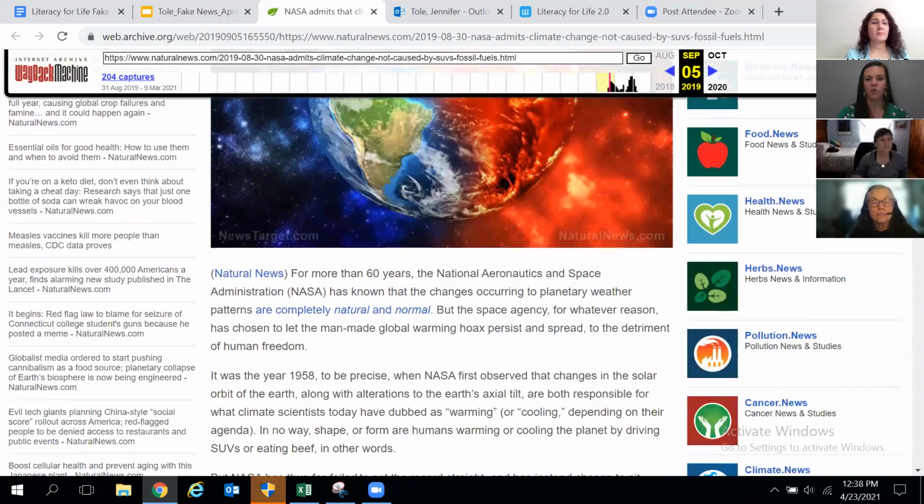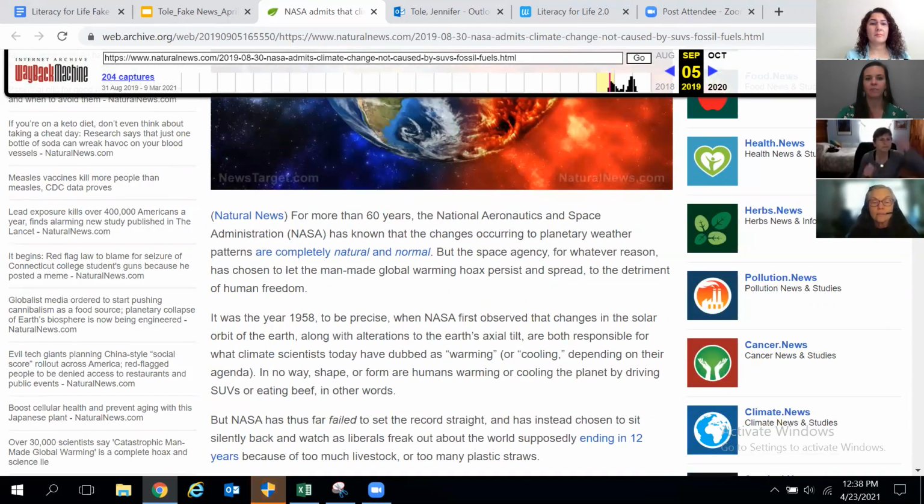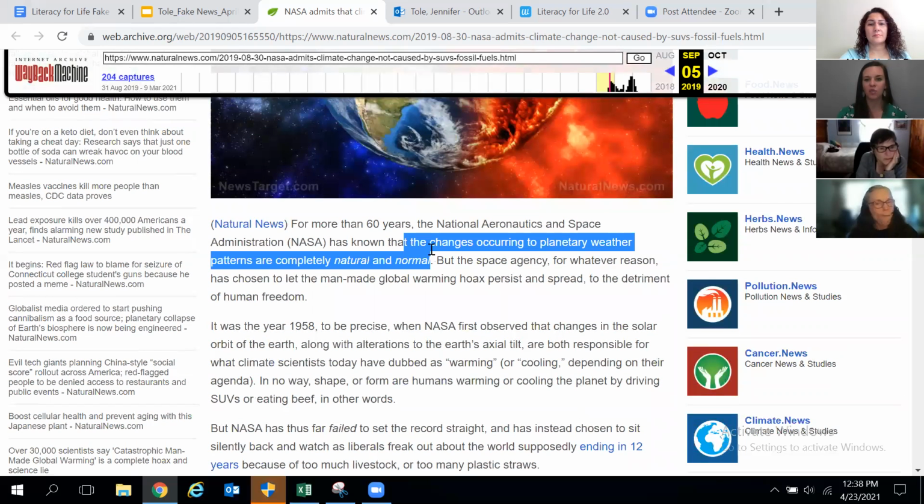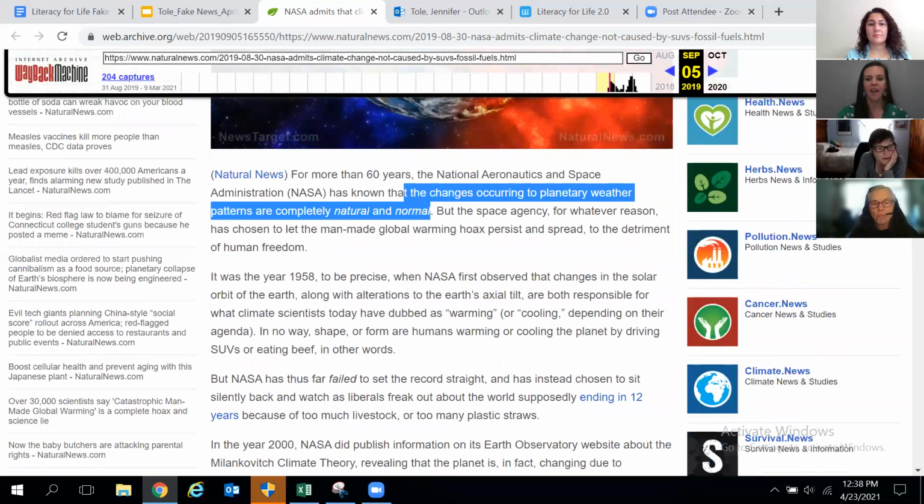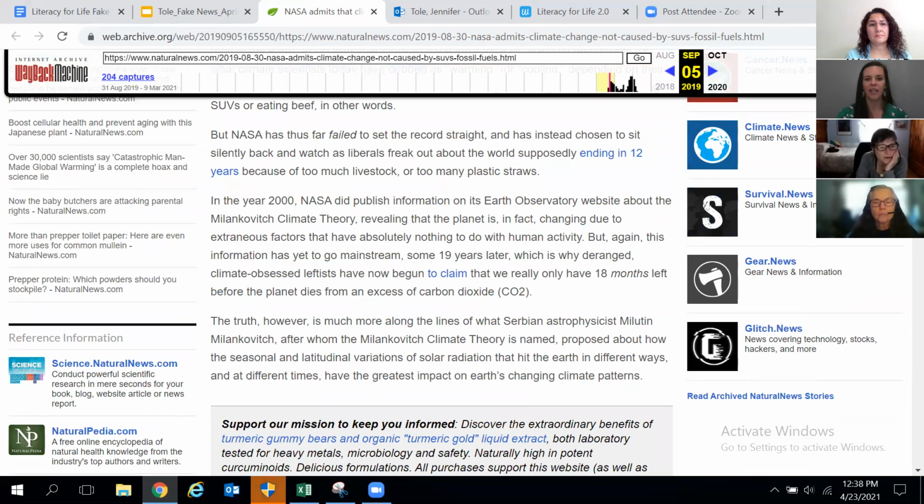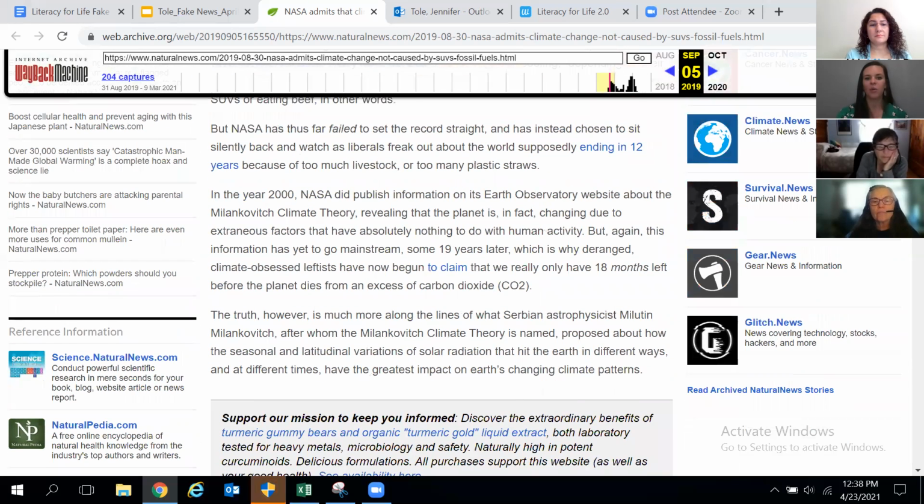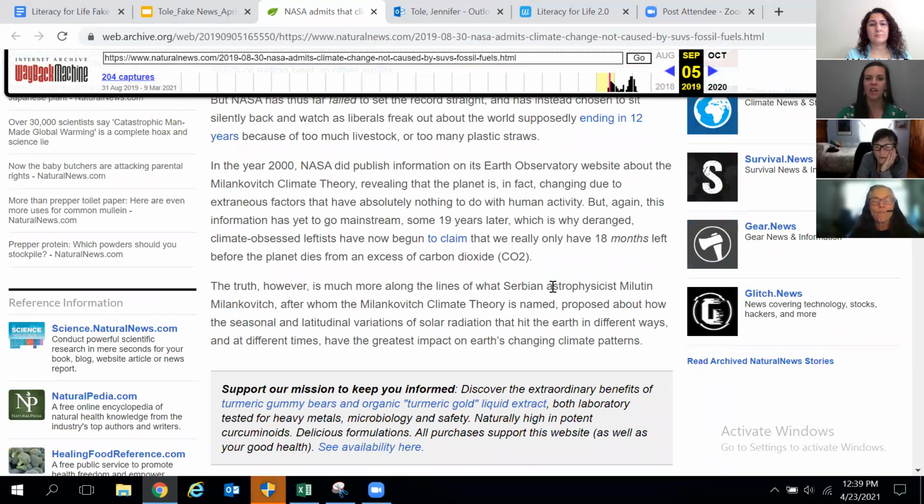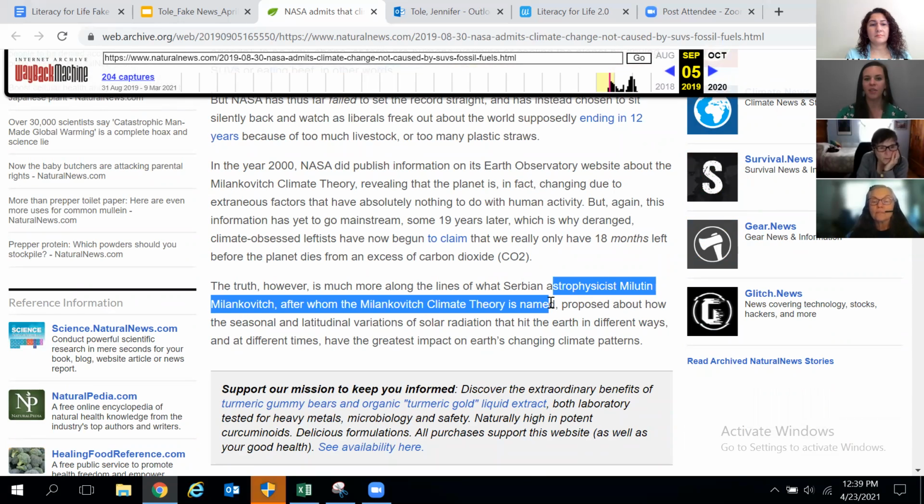I'm just scrolling down here. We see here that they're saying that NASA says that the changes in our weather are completely natural and normal. And then the story goes on to say, I know it's hard to read as I'm scrolling down, but basically they're quoting this astrophysicist who has this climate theory and basically just says that climate change is a natural byproduct.